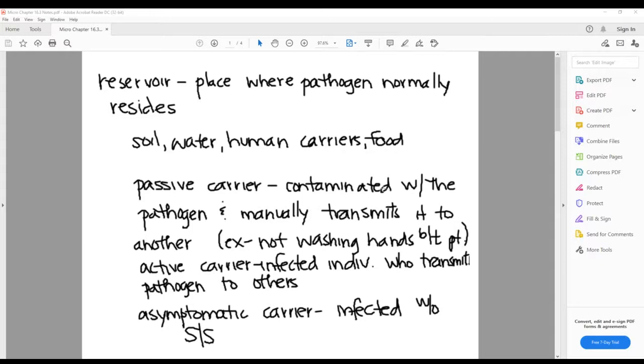An active carrier is someone who is infected. They actually are infected with the pathogen and they transmit it to someone else. And then an asymptomatic carrier is someone who's infected, but they don't have any signs and symptoms. They can still transmit the disease to others.